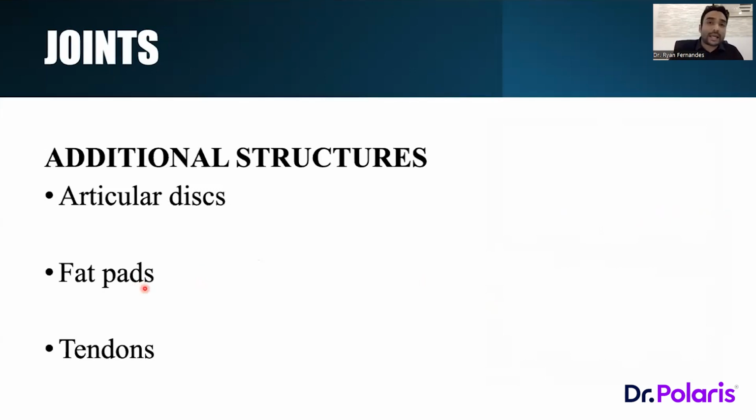Second one is fat pads. These fat pads are present between the two layers of the joint capsule. Now, the two layers of the joint capsule, you know, are the inner synovial membrane and the outer fibrous membrane. These fat pads are present between the inner synovial and the outer fibrous membrane, and these fat pads keep moving in and out of the joint capsule, and thereby again they help in protecting the joints and avoid friction. And of course, tendons are present.